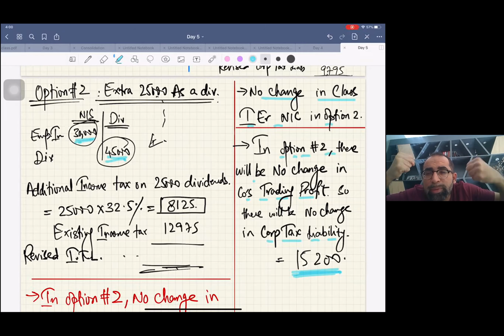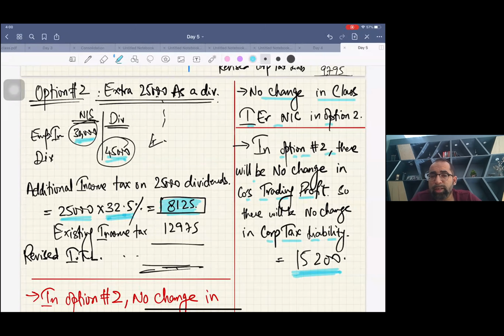as well as the personal allowance. So now more additional dividend income will come into her account, and she has to pay tax on that dividend income at the higher rate. So on the additional 25,000 she has to pay 32.5%. This will be 8,125 additional tax.